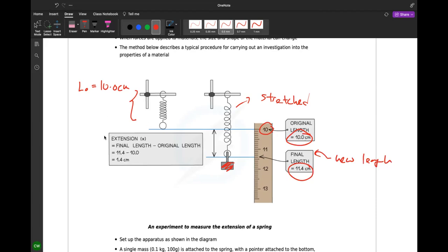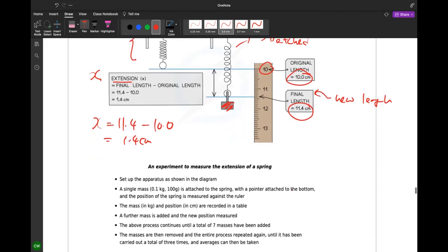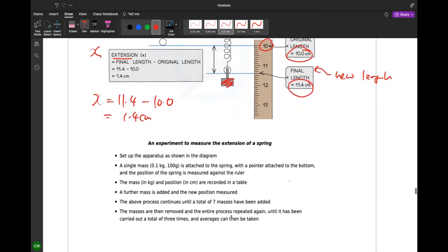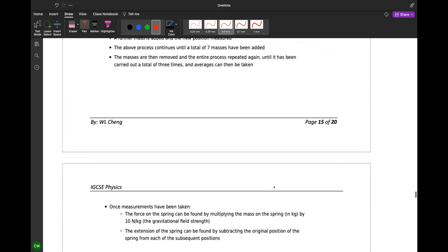The new length is this one, the old length is this one, 新跟旧. Then this is called extension. S stands for extension. So the extension is 11.4 minus 10.0, so it's 1.4 cm. Okay, Ken? Any problem about this one? Everything is the same, repeated until you get this.